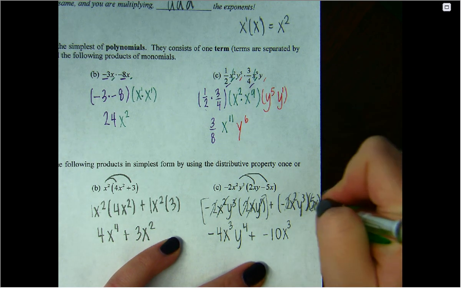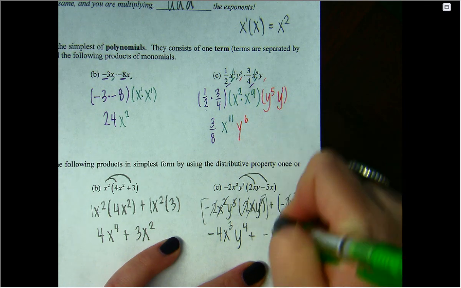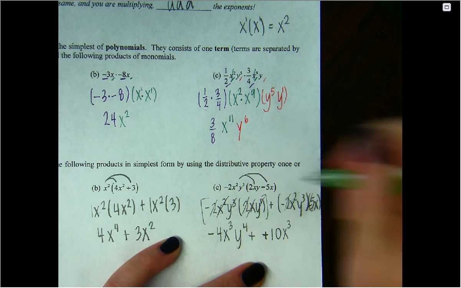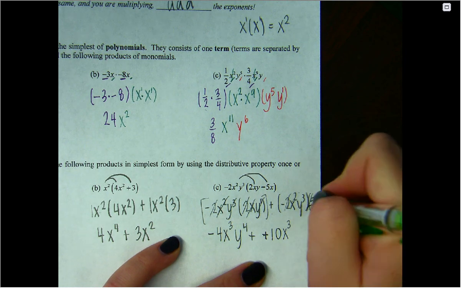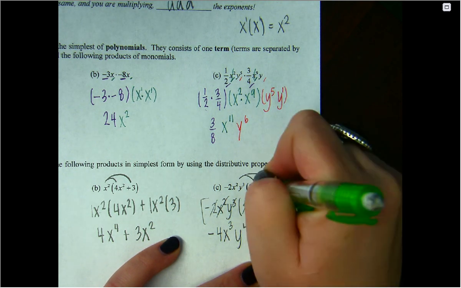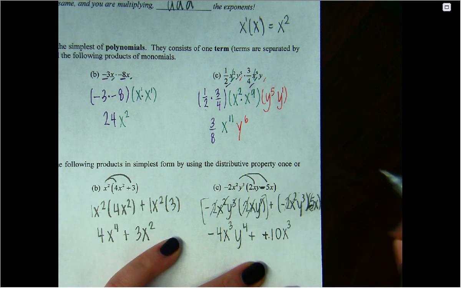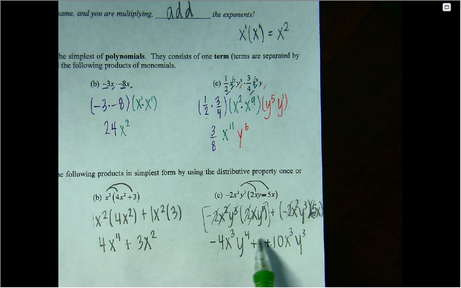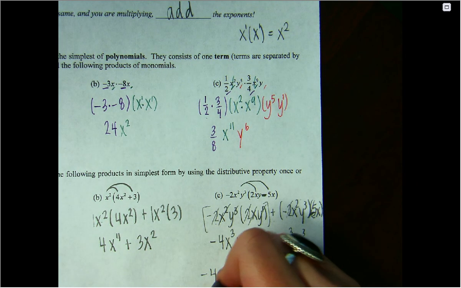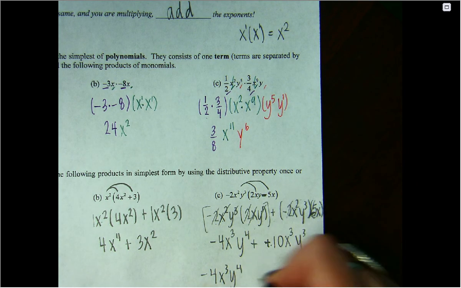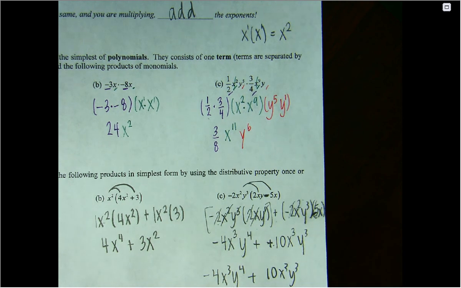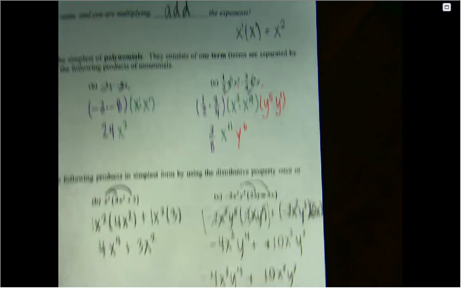Oh my gosh, it's a negative 5, guys. This is a negative 5. I can't believe we missed that. So negative 2 times negative 5 is positive 10 because this has a negative sign right in front of it, okay? And then y cubed comes along for the ride. So this is our final answer. So I get negative 4x cubed y to the 4th plus 10x cubed y cubed. Oh my goodness, that was a busy one.